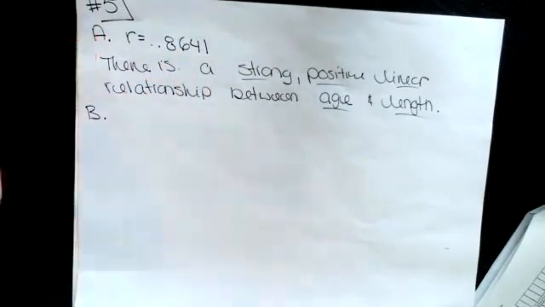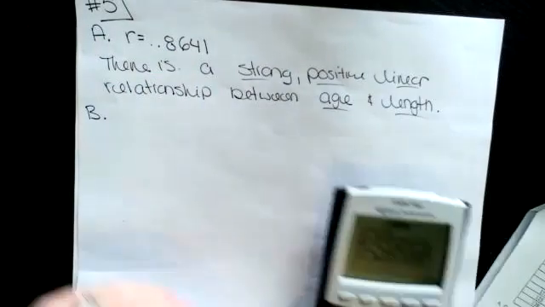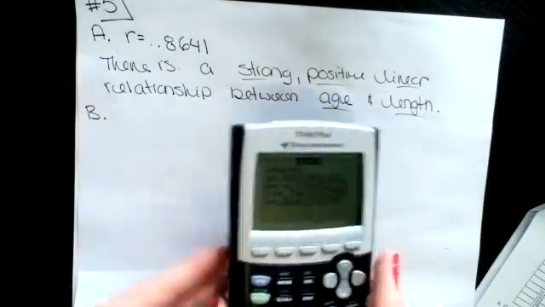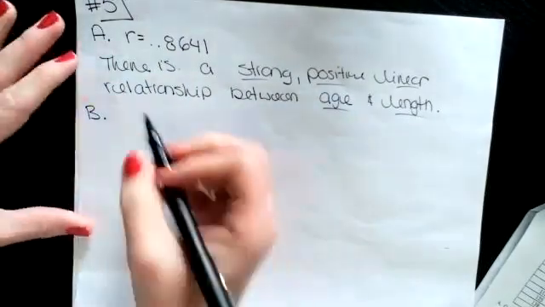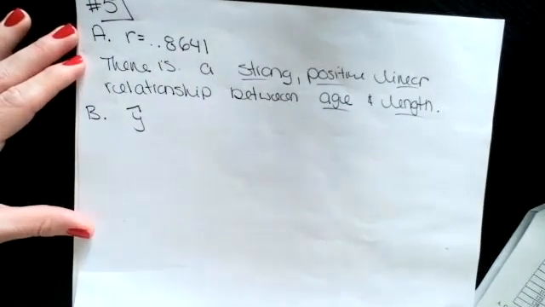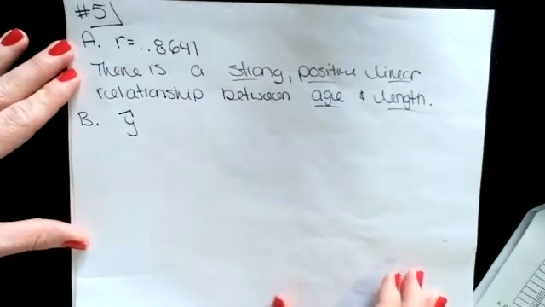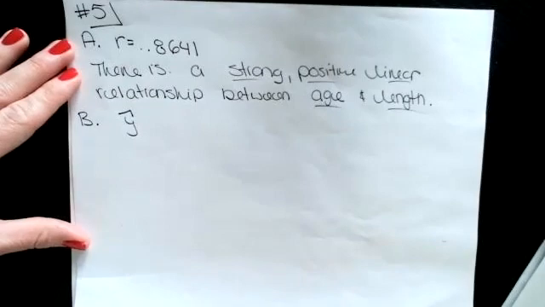Okay, part B, what is the equation of the regression line? That's my Y equals AX plus B. I'm just going to take it right from my calculator. Sorry, it's hard to see right there. So remember, I write it as Y hat because Y hat indicates it's predicted, where Y is my actual.